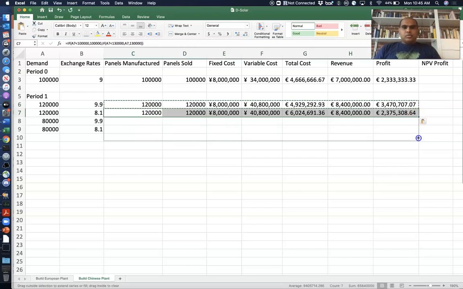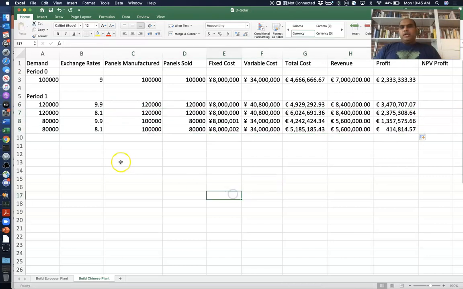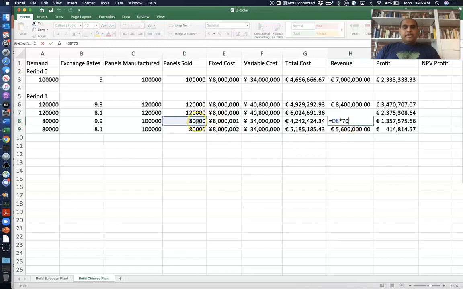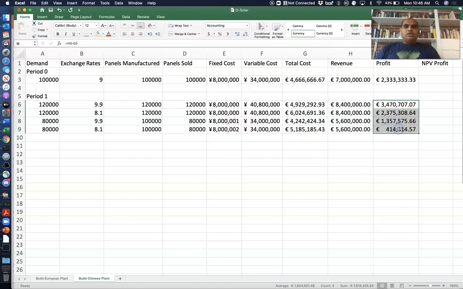Let's make sure that they work, right? Now, if demand is 80,000 panels, you will still have to manufacture 100,000 panels, but you can only sell 80,000 panels, which means the revenue will be based off of the 80,000 panels, and the variable cost will be based off of 100,000 panels. So that's all baked in. Again, when we calculate the total cost, we divide that by the current exchange rate and whatnot. And so these are our total cost values.